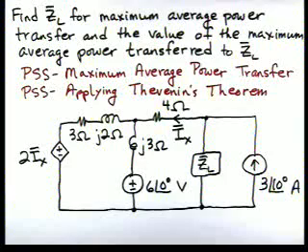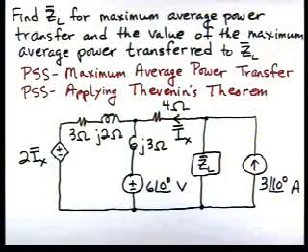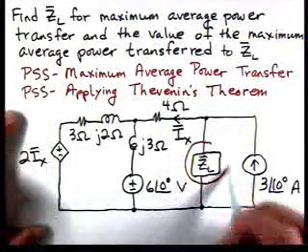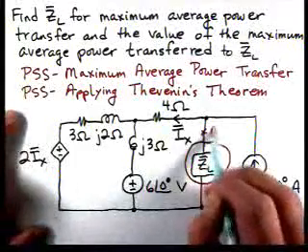Okay, in this problem we're asked to find ZL for maximum average power transfer and the value of the maximum average power transfer to ZL. We're going to utilize our problem solving strategies entitled maximum average power transfer and applying Thevenin's theorem. For the first one, the maximum average power transfer, it says we need to remove the load ZL from the circuit and find the Thevenin equivalent circuit.